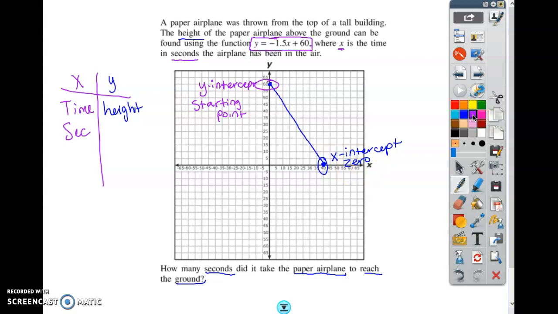The answer for this one is just 40 seconds. And you can just type 40.